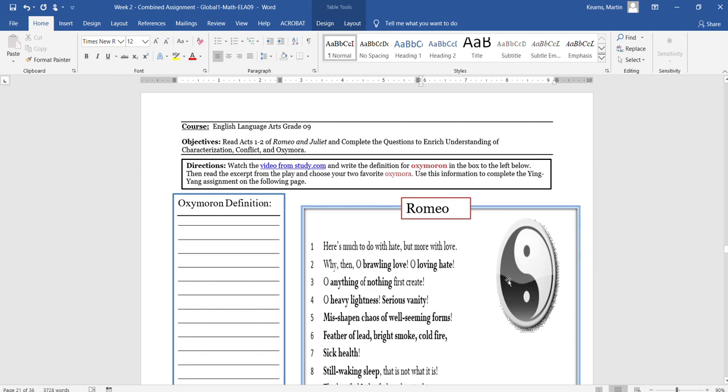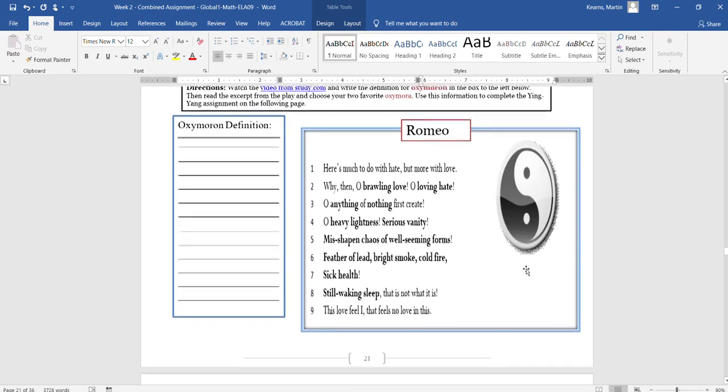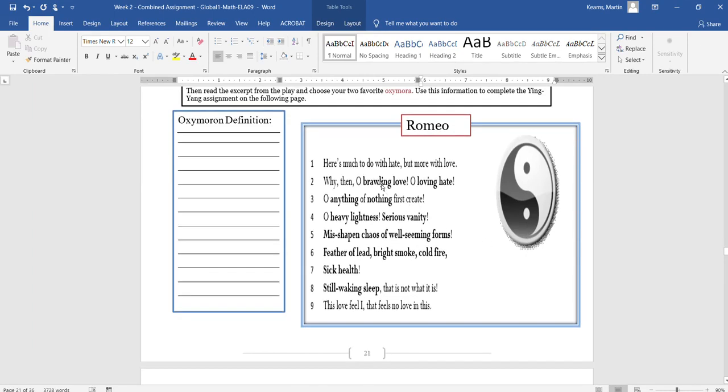And you can see the yin-yang represents equality on both sides, among other things, but it connects to the concept of the oxymoron, and you'll see when you write the definition how that has to do with the yin-yang, because there's contradictions to it. So you're going to see something like brawling love, which would be like fighting love or loving hate. Those 2 things are in contradiction with one another, and they're sort of equal opposites on both sides, like the black and the white of the yin-yang.